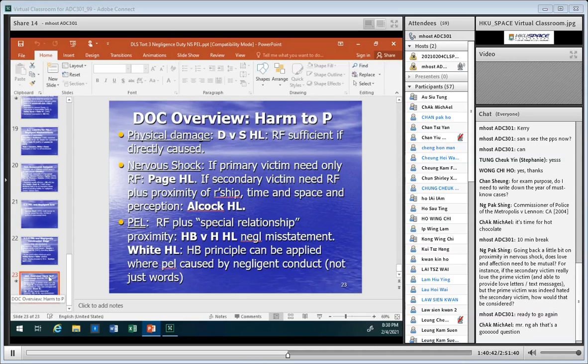Well done. We've covered the first big element of negligence, and of course the next big element of negligence will be breach of the duty of care. So just give me a minute while I set up the PowerPoints for breach of the duty of care.